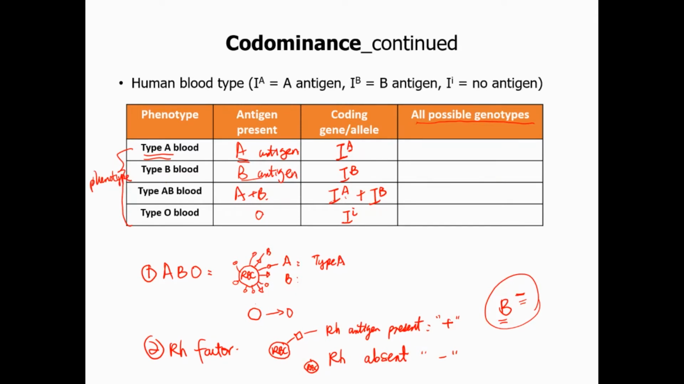So if you have type A blood, remember you need 2 alleles, right? Because you have 1 allele you inherit from your mother, 1 allele you inherit from your father. So for type A, you can be homozygous dominant. So that means you have 2 A alleles. Is there another possible way where you can also have type A? Sure, you can be heterozygous. You have the dominant A allele. You also have the recessive little i allele. So if you have either genotype, you will have type A blood.